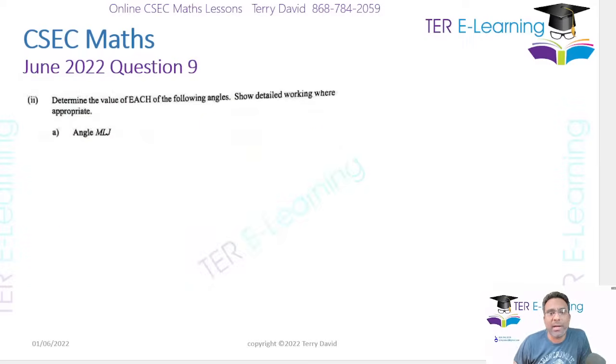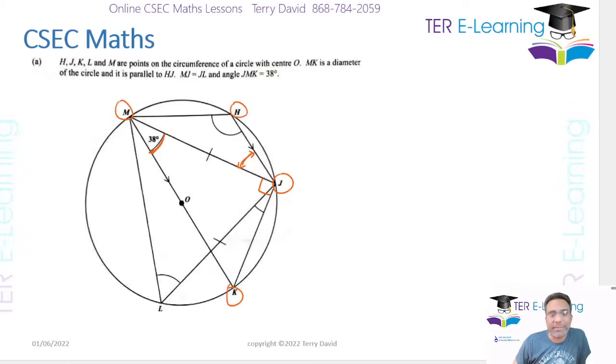Next thing, we want to work out MLG. Where's MLG? MLG is this angle here. How are we going to get that? Let me just put on the diagram what I do know. So this angle here is 38 degrees, right?